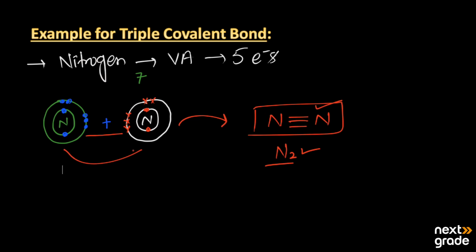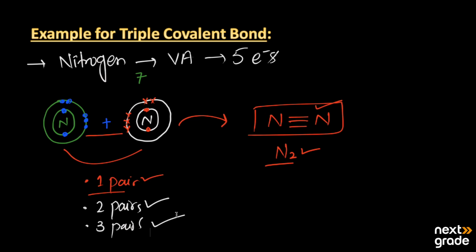This is a triple bond, and this is the electron dot and cross structure for the nitrogen molecule. So when the atoms share only one pair of electrons, the bond will be single; when they share two pairs, the bond will be double; and when they share three pairs, the bond will be the triple covalent bond. So this is all about today's lecture.